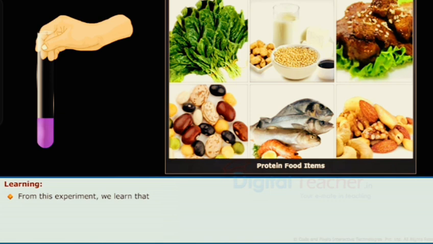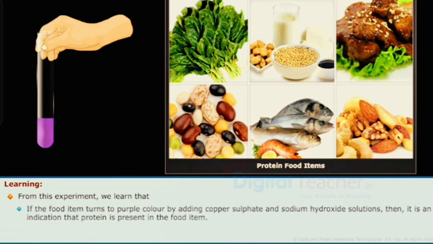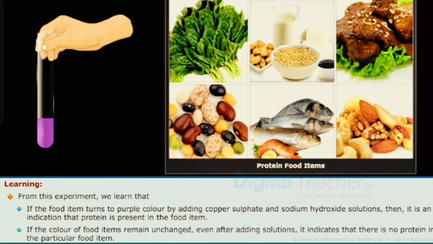From this experiment, we learned that if the food item turns to purple color by adding copper sulfate or sodium hydroxide solutions, then it is an indication that protein is present in the food item. If the color of the food item remains unchanged even after adding the solutions, it indicates that there is no protein in the particular food item.